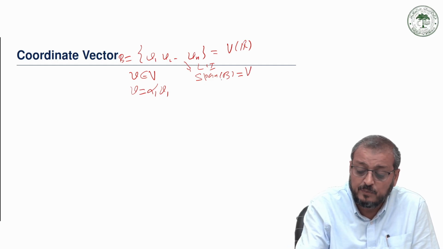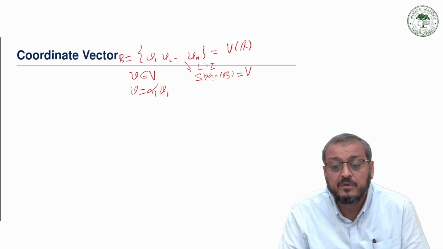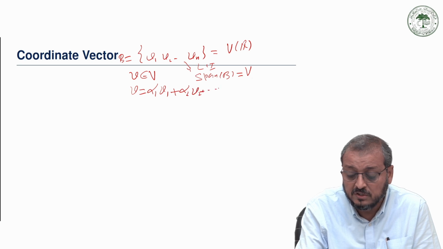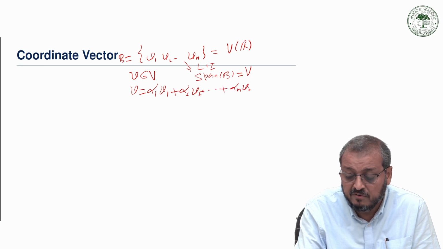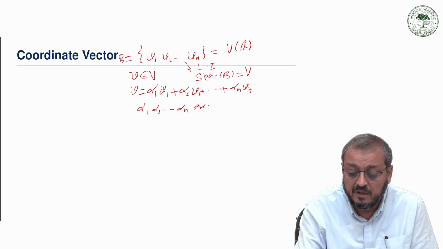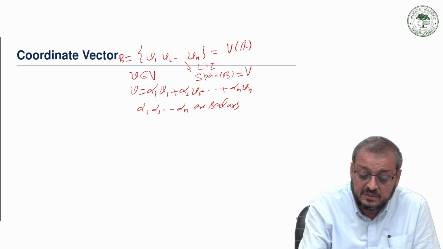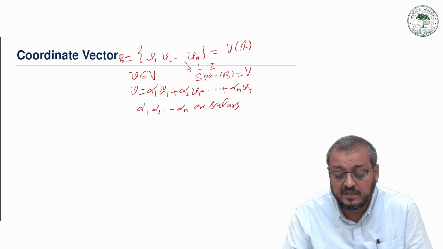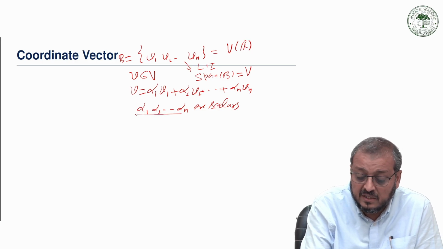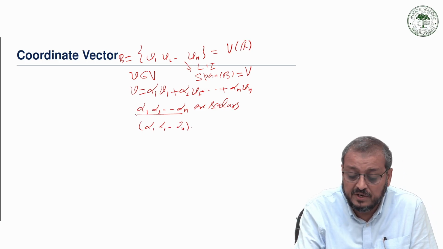So by this property, every arbitrarily chosen element v of V can be written as a finite linear combination of the elements of the basis: alpha 1 v1 plus alpha 2 v2 and so on, plus alpha n vn, where alpha 1, alpha 2 up to alpha n are scalars. These scalars alpha 1, alpha 2 up to alpha n are called the coordinate vector.